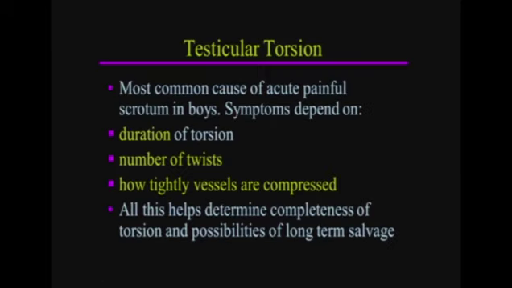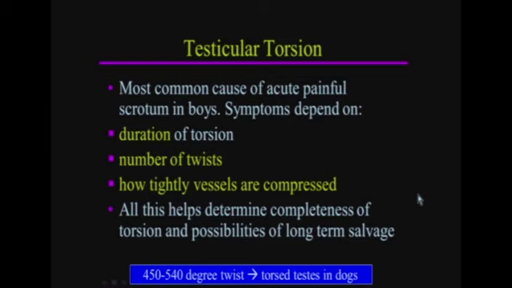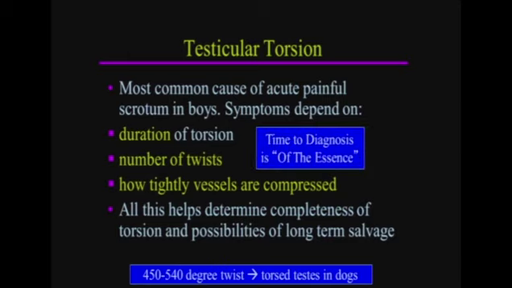Testicular torsion is the most common cause of acute painful scrotum in boys. Symptoms depend on the duration of torsion, the number of twists, and how tightly the vessels are compressed. All this helps determine completeness of torsion and the possibilities of long-term salvage. It is said that 450 to 540 degree twists will yield torsed testes, at least in dog experiments.